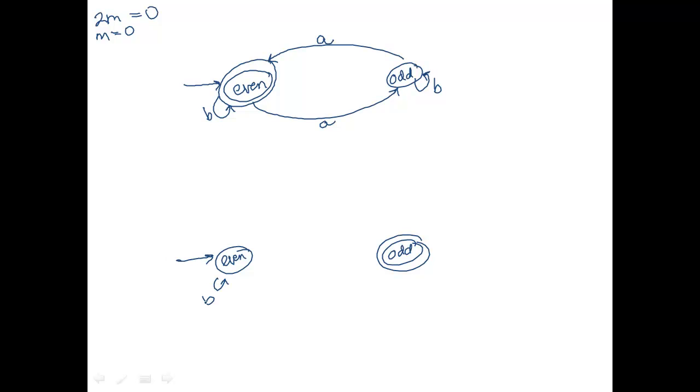The transitions stay the same: A, B, A. Okay, so this machine accepts when we have an odd number of A's. Same thing as accepting when we do not have an even number of A's.